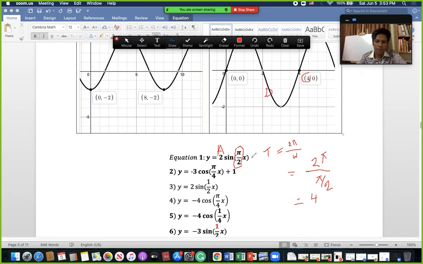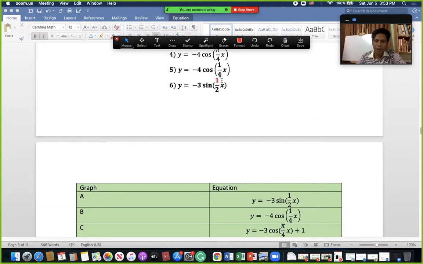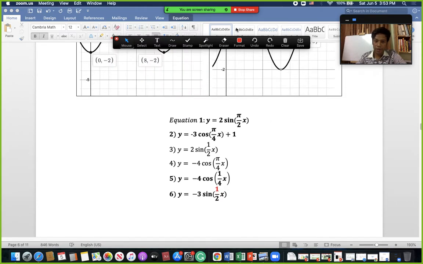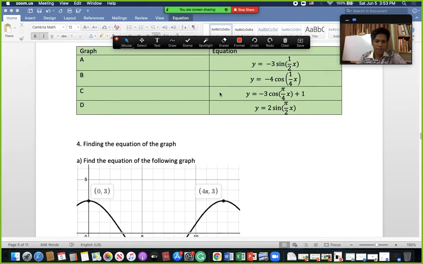So graph D is matching with this one. 1, 2, and 5, 6 will match here, and 3 and 4 will not match with these graphs; they are just extra here. In your exam there will be 4 graphs and 3 functions, so 1 graph will be extra. You will have to see that carefully. This will be 1, and this is the correction here. So this is the answer. Graph A is matching with this one. B is matching with this one from here and here. Okay, so these are the answers.